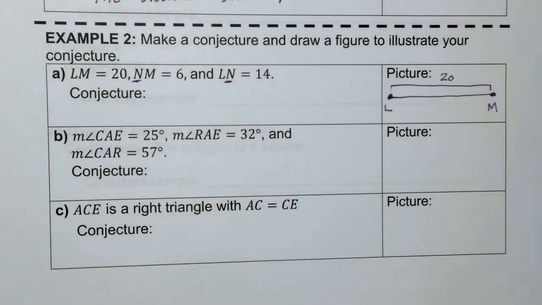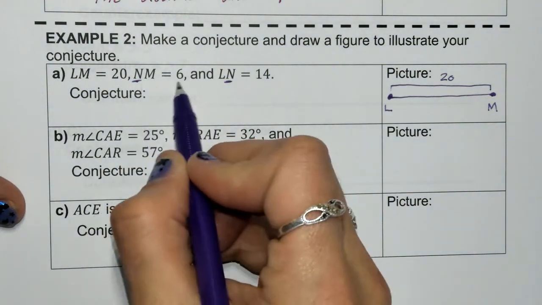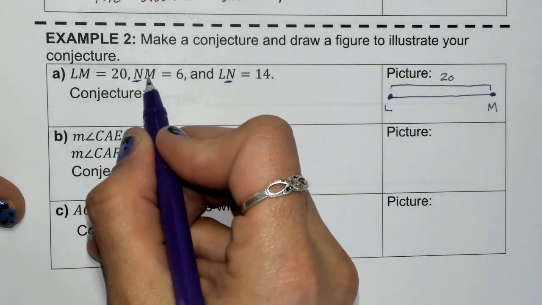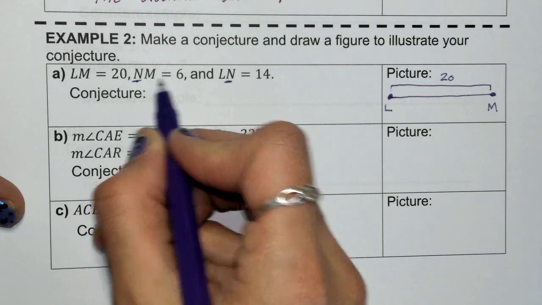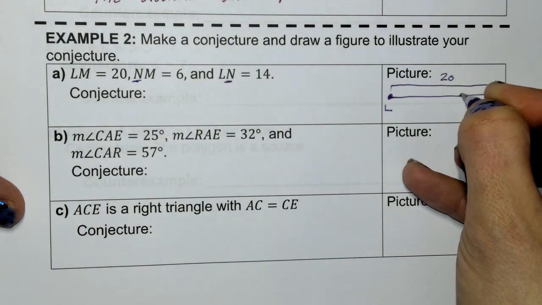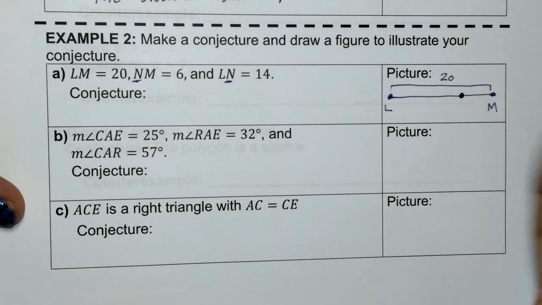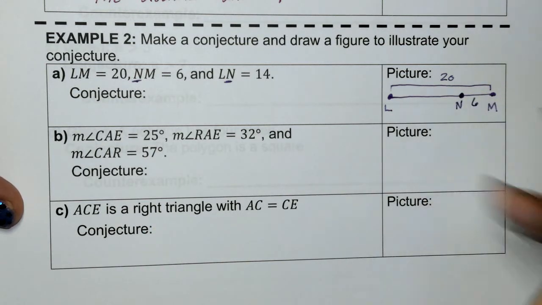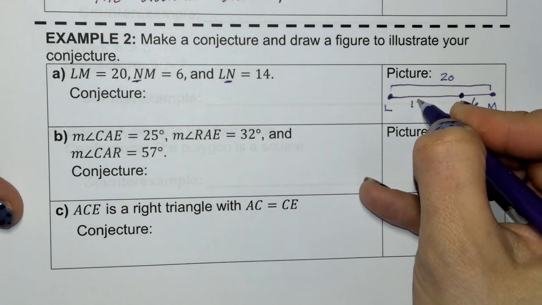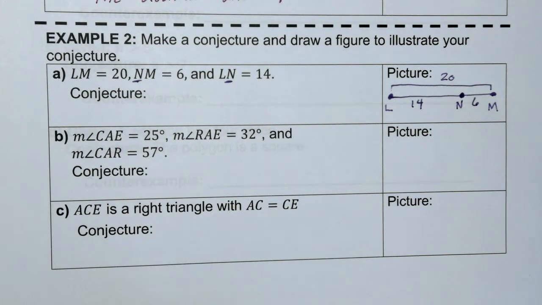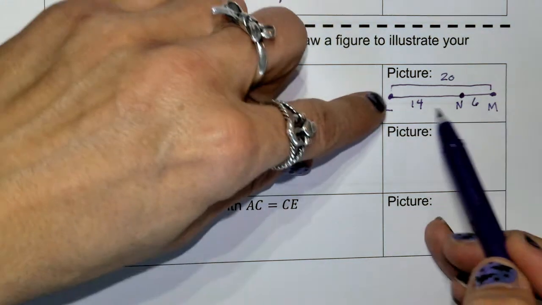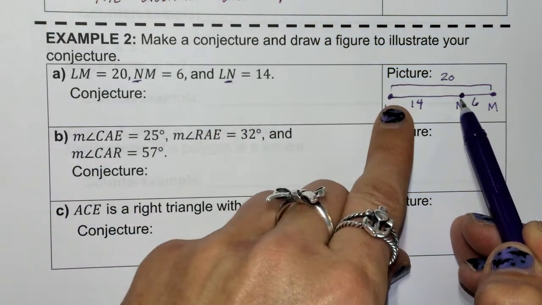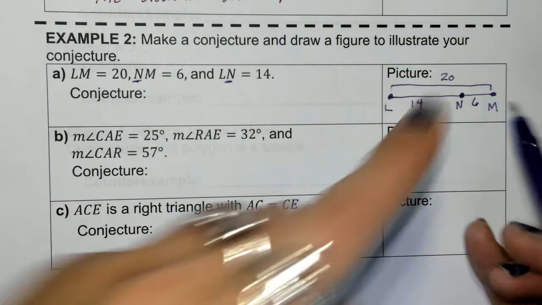And that's exactly right. So the point N is going to be closer to M because it's the smaller number. Not a big deal if you did it closer to L, no problem. But here's N. So NM is 6, LN is 14. What we're noticing is, if you add the two numbers together, you get 20. Well, that goes back to your part plus part equals whole.